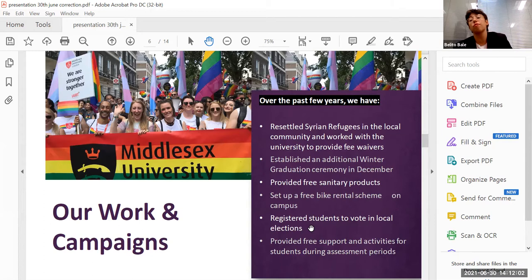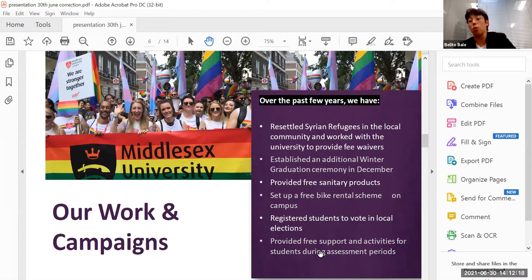We always encourage our students to vote in local elections, because obviously as a student union, we're well aware of how important it is when young people get involved in politics. So we make sure that we have a lot of support for students who want to become more involved in what's going on around them.